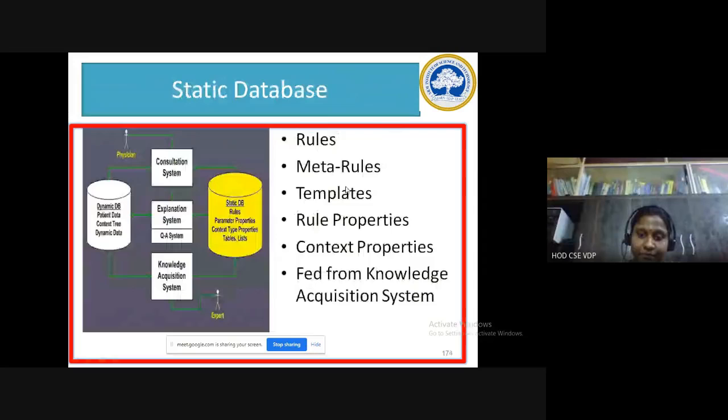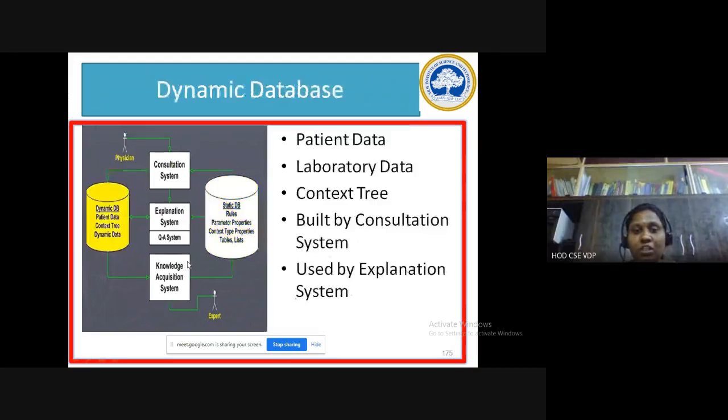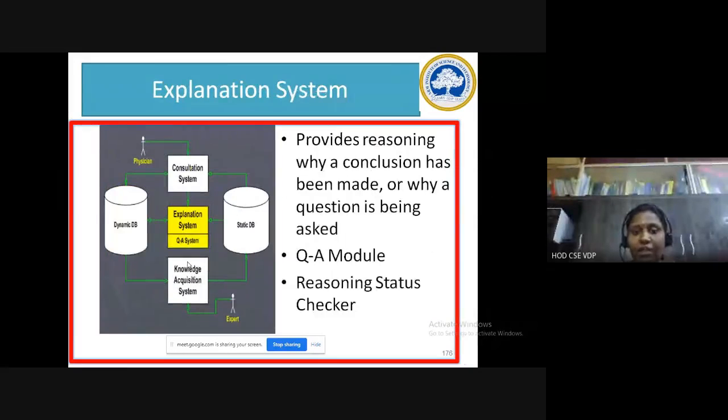Okay. Now, for this same consultation system, you're going to explain it as a theory part. What data are you going to take as user input? What are you going to check with the static database, right? With this information, you'll be creating the explanation system. If you write this much theory, that is enough, right?